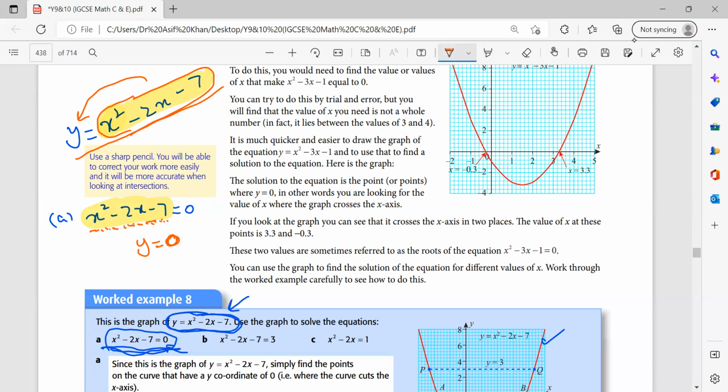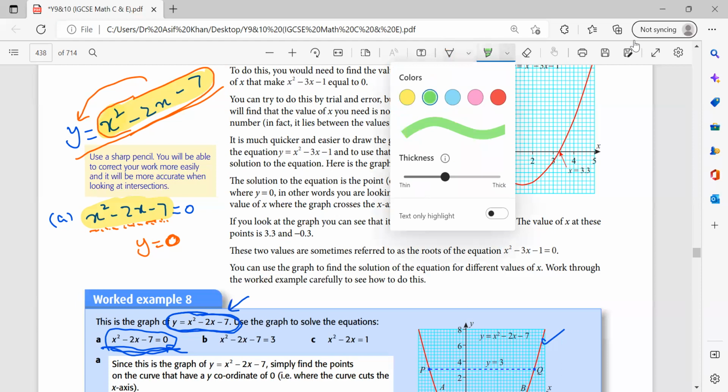Is this clear, first of all, what I did? Yes, from everyone. Yes, Awais? Yes, sir. Clear? Then what is the new equation you get? y is equal to 0.